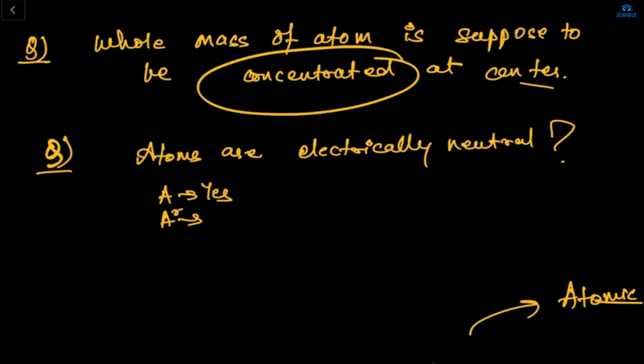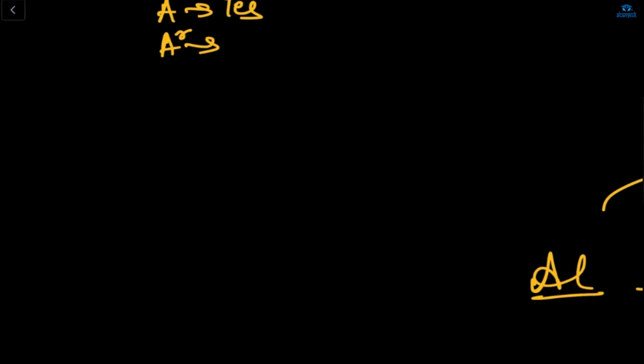Okay, let's ask others. Adham? Yes, they are. How? Because if it's stable, it has the same number of protons as there are electrons, and the charges of electrons and protons are the same. So that's why. But if it's not stable, then it could also be otherwise.